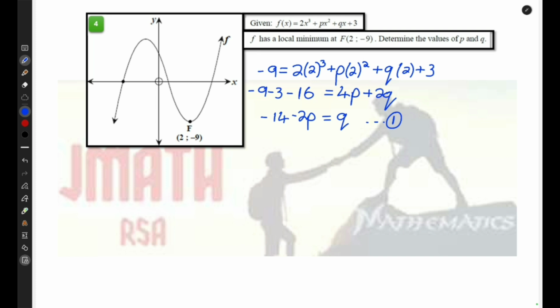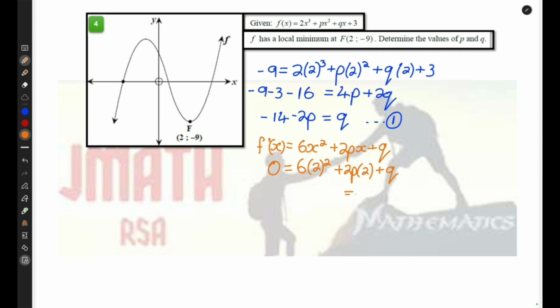Now I've used the original formula. Now I need to go for the derivative because the value they gave me is a stationary point. I can make the derivative equal to 0 if I make all the x's a 2. So let's start with getting the derivative. So the derivative of f would be equal to 6x squared plus 2px plus q. Like I say, if I make this a 0, I can make all the x's a 2. 6 times 2 squared plus 2p times 2 plus q.